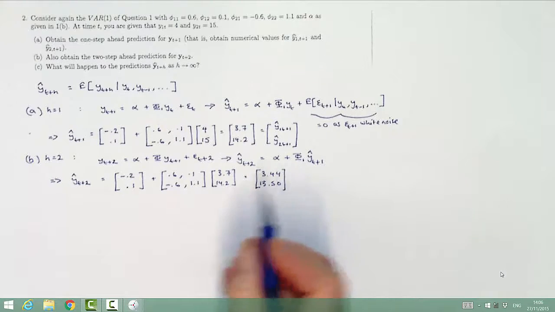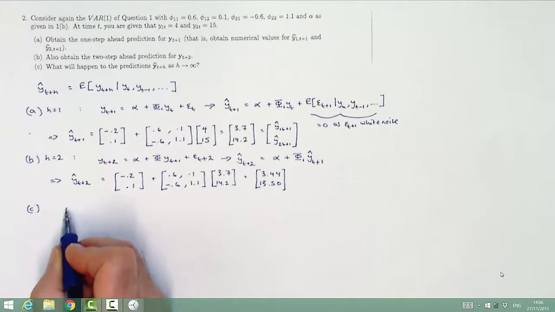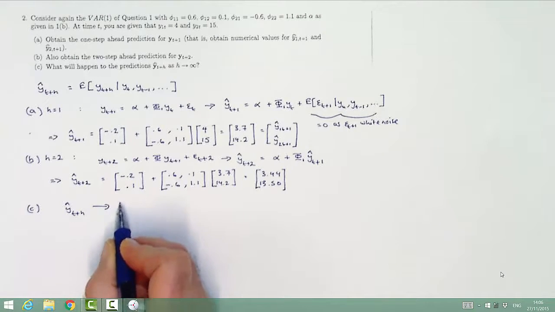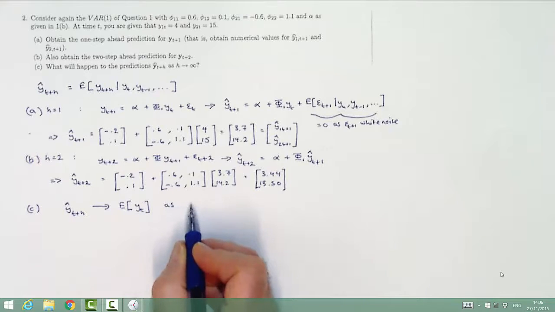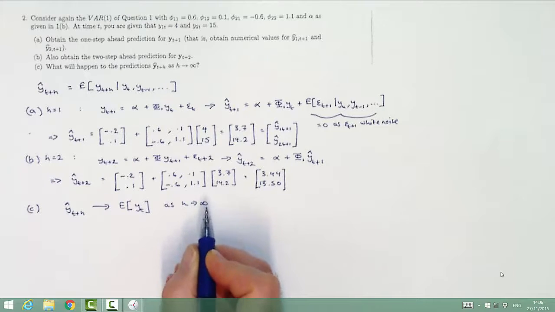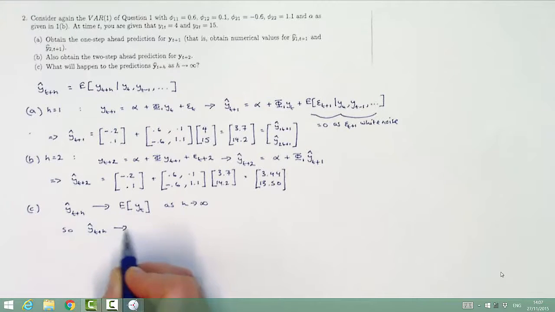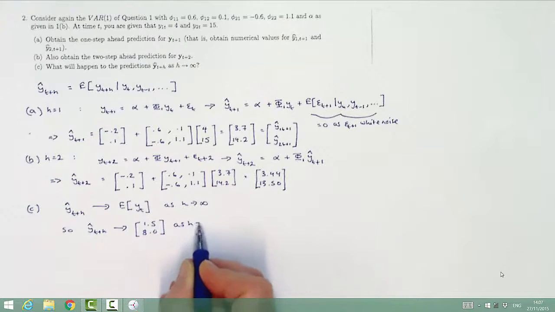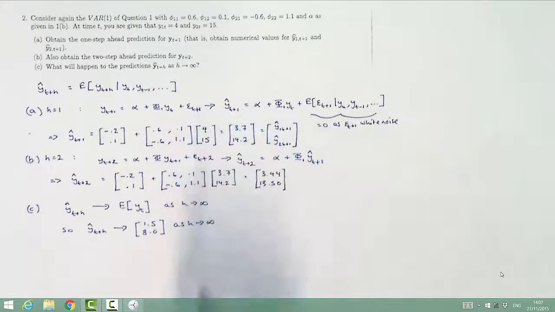Okay. Part C, we're asked to say what will happen to our prediction as the forecast horizon h tends to infinity. Remember that because this is a stationary process, our conditional expectation of y_{t+h} will converge to the unconditional expectation as h tends to infinity. And so our forecast will converge to the values of 1.5 and 8.0, which are the unconditional mean of the process calculated in question 1 part B. And I missed that plus 1 off there in the epsilon.